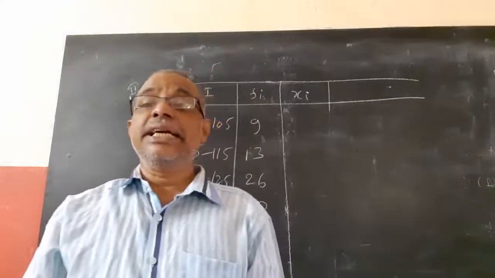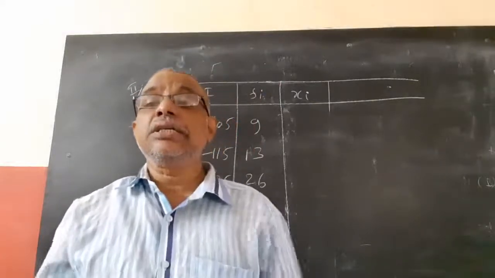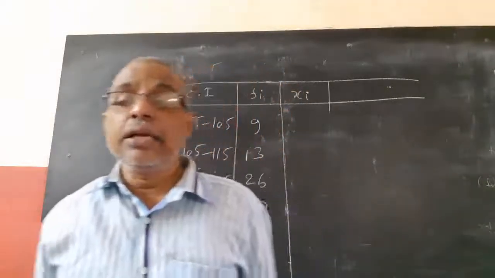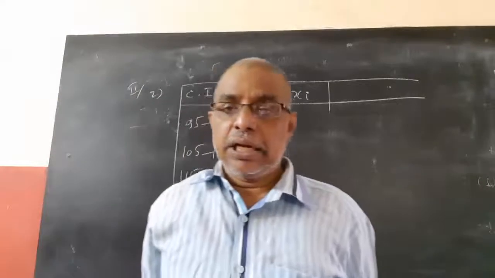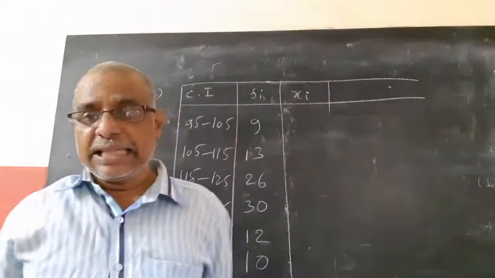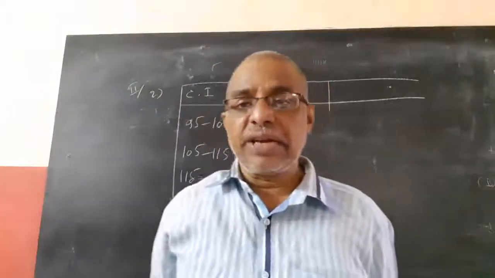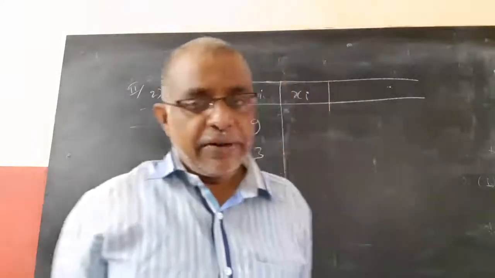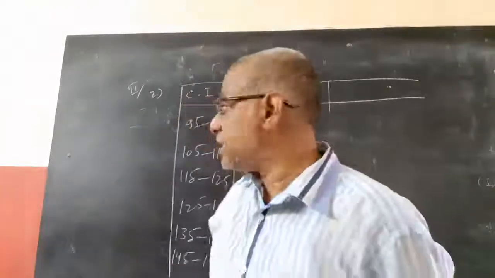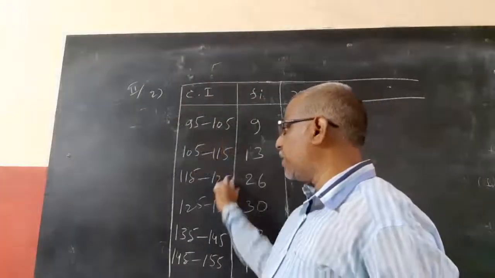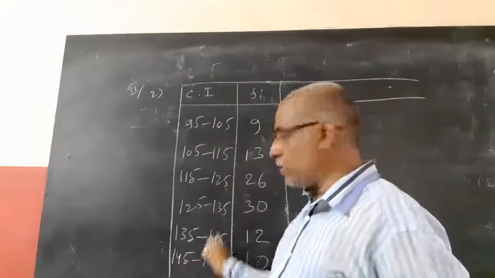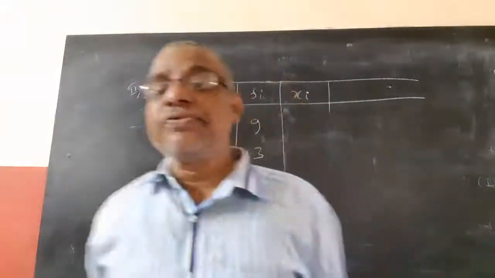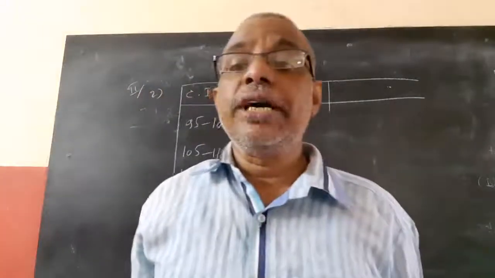Yesterday we discussed mean deviation, measures of dispersion. In that, mean deviation about the central tendency called mean, we already discussed for ungrouped data as well as grouped data without class intervals. Today we will discuss mean deviation about the mean if the class intervals are given, like 95 to 105, 105 to 115, 115 to 125, 125 to 135, 135 to 145 and 145 to 155. If the class intervals are given like this, how to find mean deviation?